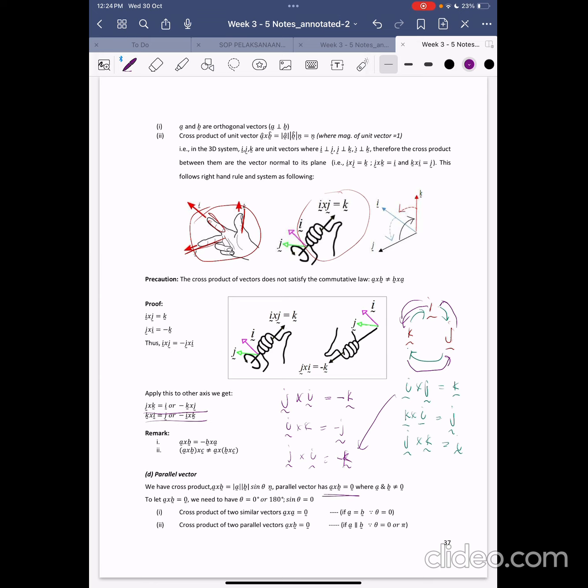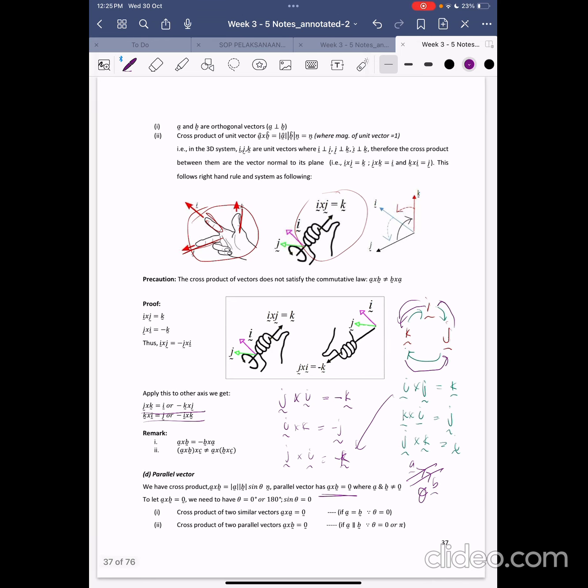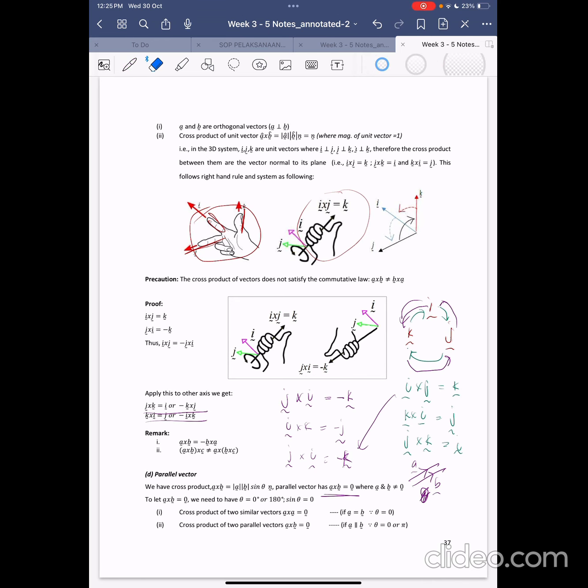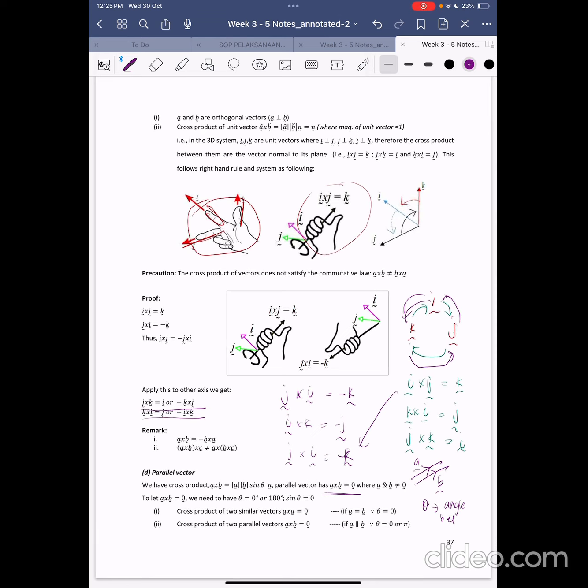you will get A cross B equivalent to 0, because theta is the angle between A and B. Imagine that you have this vector A and this is vector B. They are parallel to each other. Let me erase this one. The angle here is between A and B. So the theta here could be 0 degrees or 180 degrees, or pi.